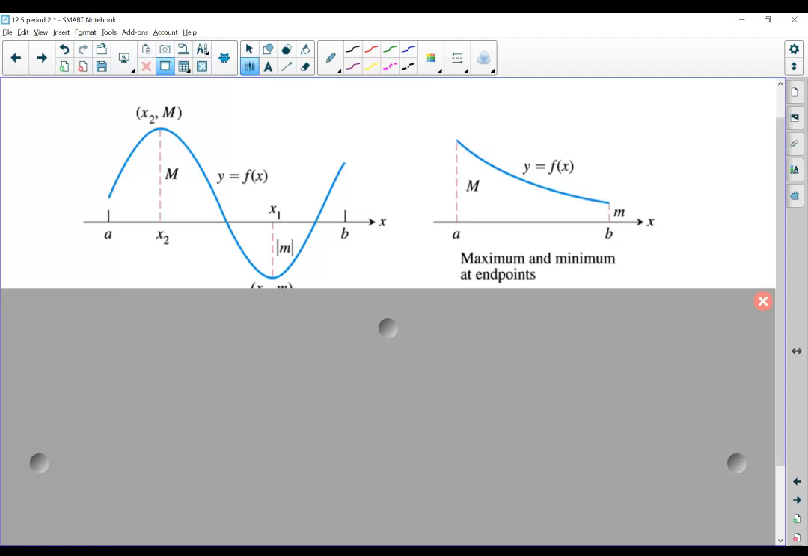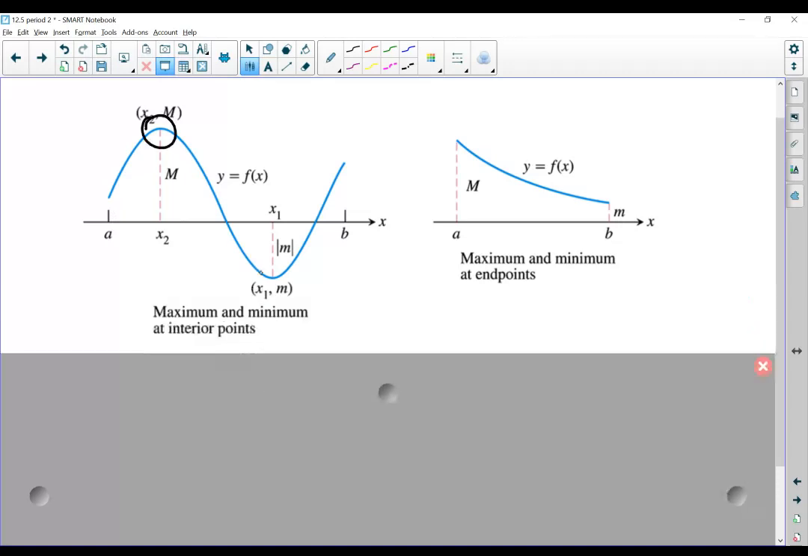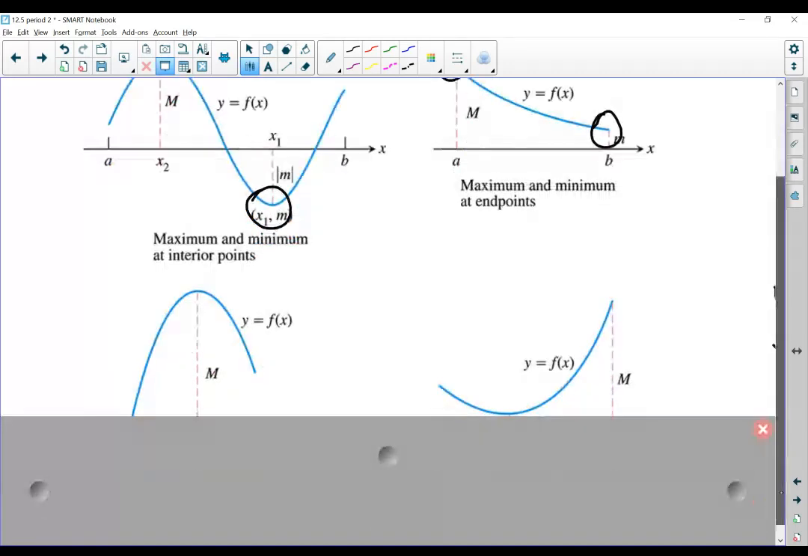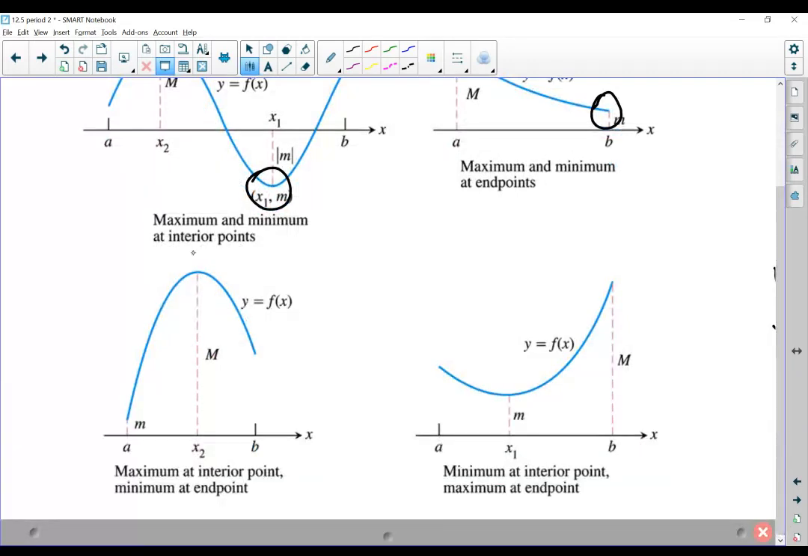Okay, so you should have circled the absolute maxes and mins for this one. In this first picture, I have an absolute max of big M, an absolute min of little m, absolute max at A, absolute min at B. In the third picture, I have an absolute max at x2 and absolute min at A. In the fourth picture, I have an absolute max at B and an absolute min at x1.